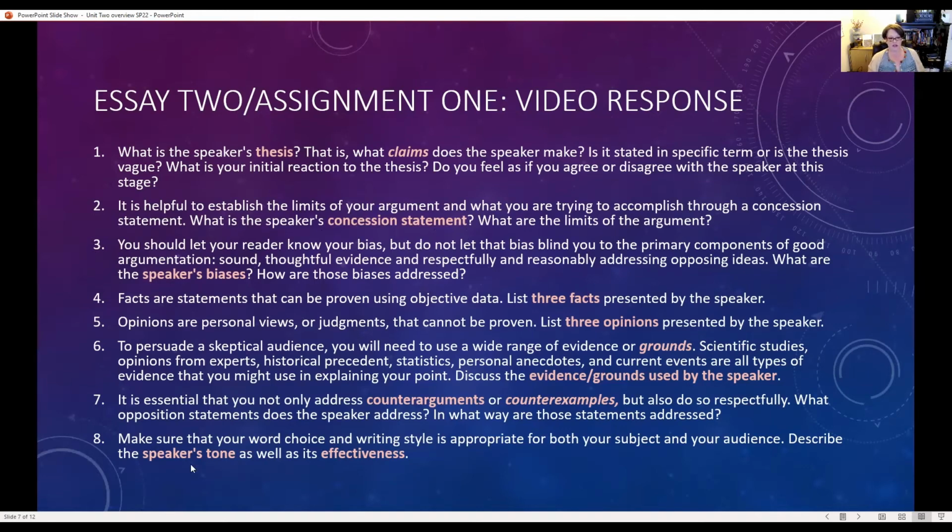Lastly, you want to address the speaker's tone, but you also want to think about the overall effectiveness of the speaker. How effective are they at persuading you as an audience? And that's when you can think about the logos, right? The facts and support that they're using. You can think about the ethos, who they are as a speaker, what kind of background they come from, are they trustworthy? And lastly, think about pathos. How does that speaker get you emotionally involved so that you feel called to do something, to respond, right?